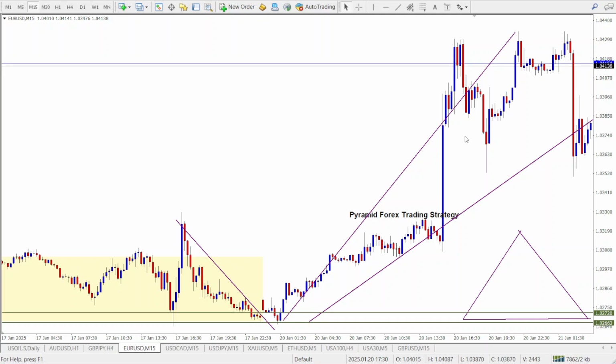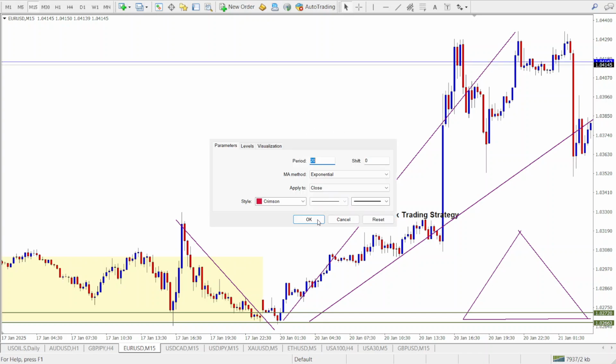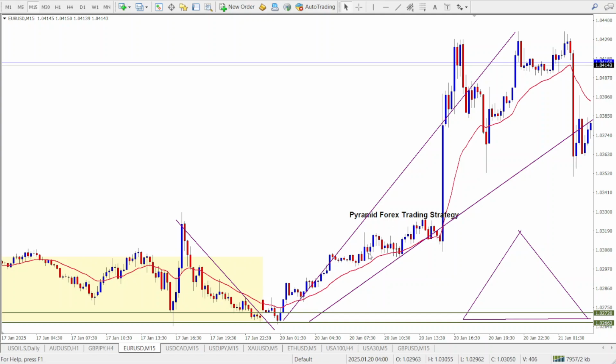Now the step-by-step process: of course, you have to identify the trend. In this case, we can see that we had a bullish breakout from this bearish move, indicating the start of a bullish trend. You can also use indicators to confirm trends. For example, you can use the moving average, and you can see that this moving average confirmed this buy trend as the price broke above it.